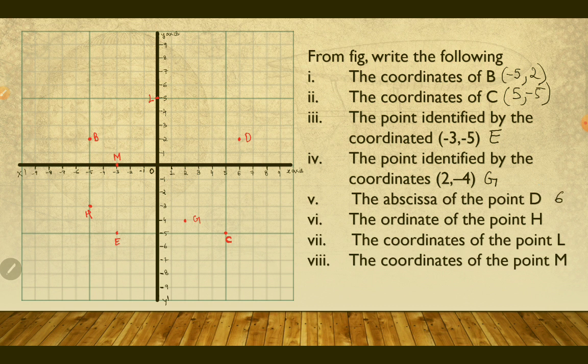Ordinate of H is y coordinate, that's minus 3. The coordinate of point LR, it's on y axis, so 0 comma 5. The coordinate of point MR, it's on x axis, so y is 0, x is minus 3.